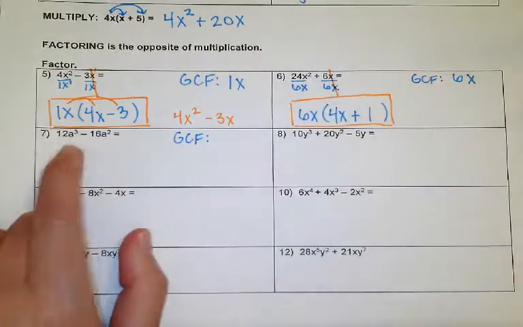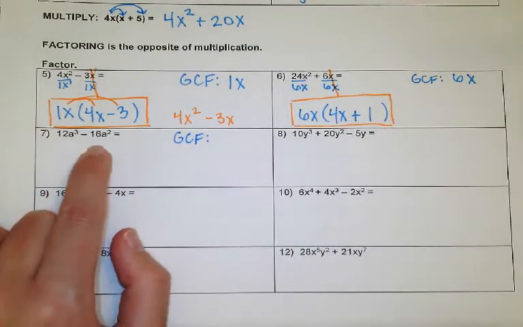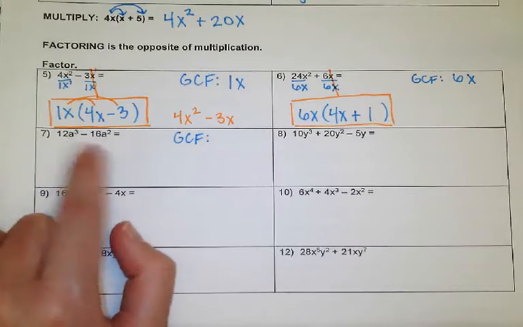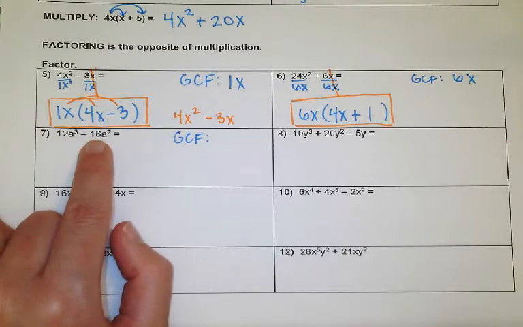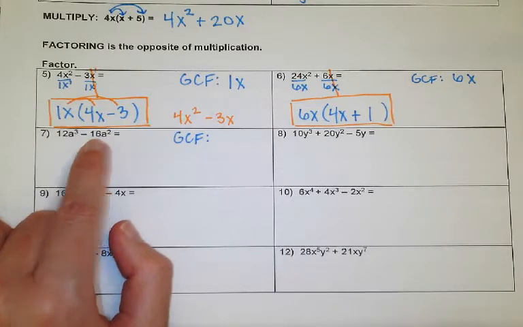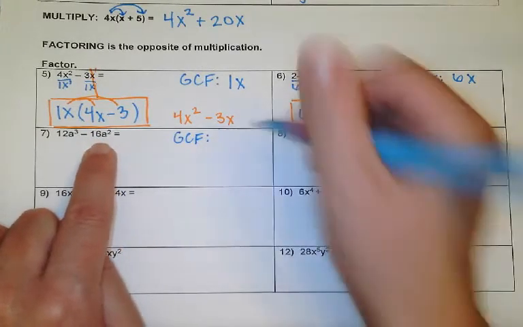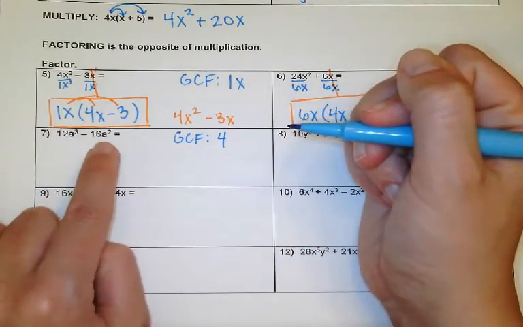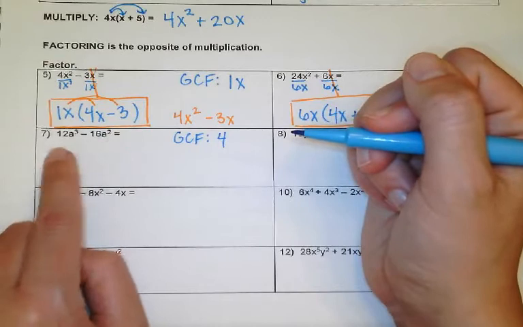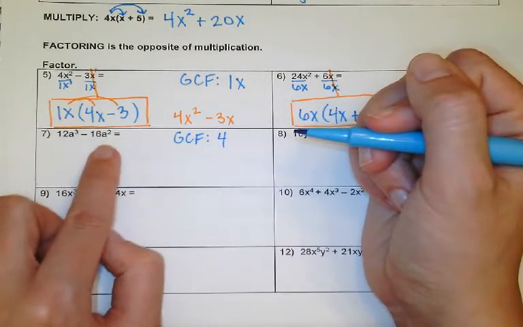GCF, I have 12a cubed and 16a squared. 12 and 16. Let's look at those front numbers. They could both be divided by 2, but let's try bigger than 2. How about 4? Okay, good. I have a cubed and a squared. They each have at least 2 a's.